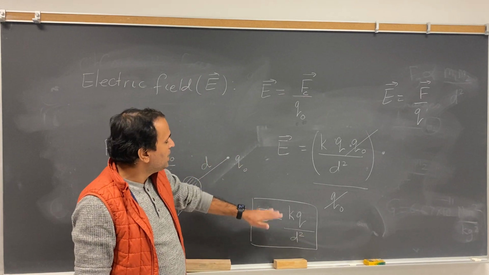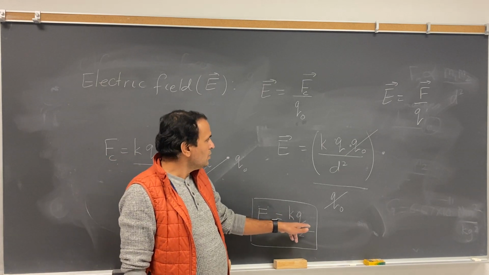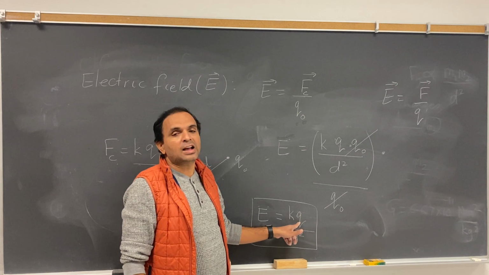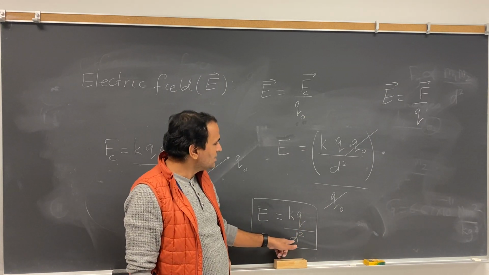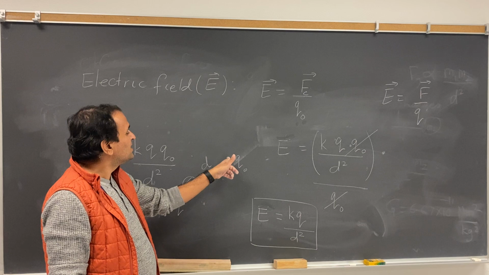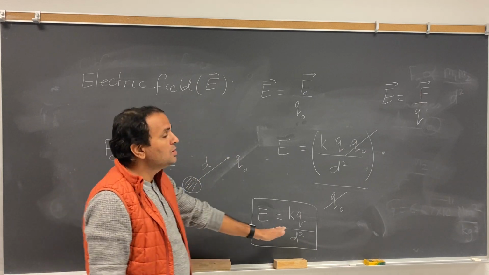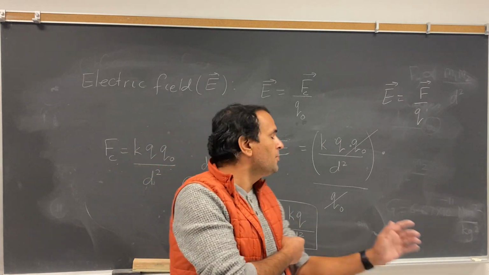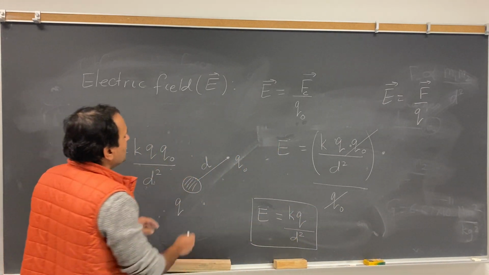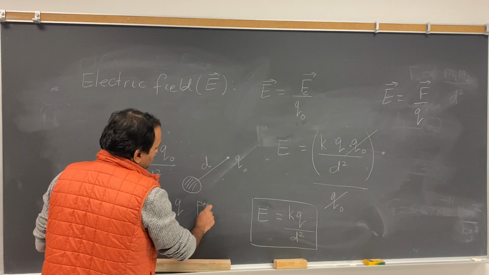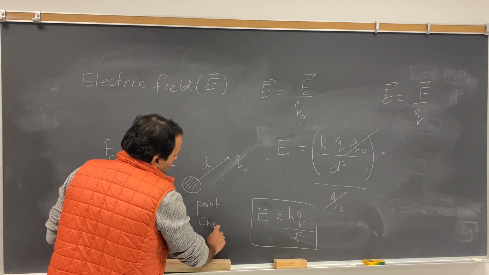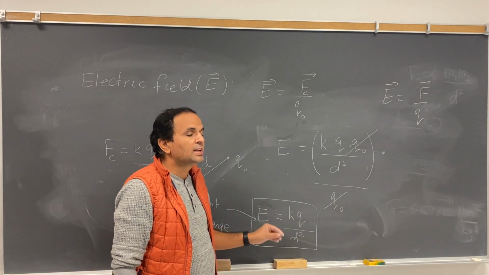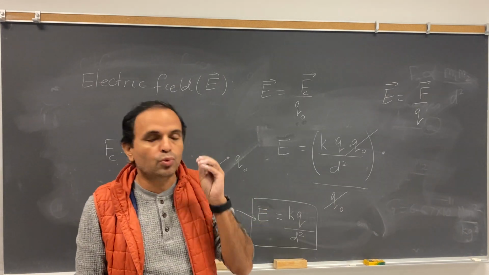KQ divided by D square gives you just the magnitude only. E equals KQ divided by D square. So what is Q? Q is the source charge, the magnitude of the source charge. D is the distance between the test charge and the source charge. This is the formula to calculate the electric field, and this source charge is a point charge. So this formula is good to calculate the electric field due to a point charge.